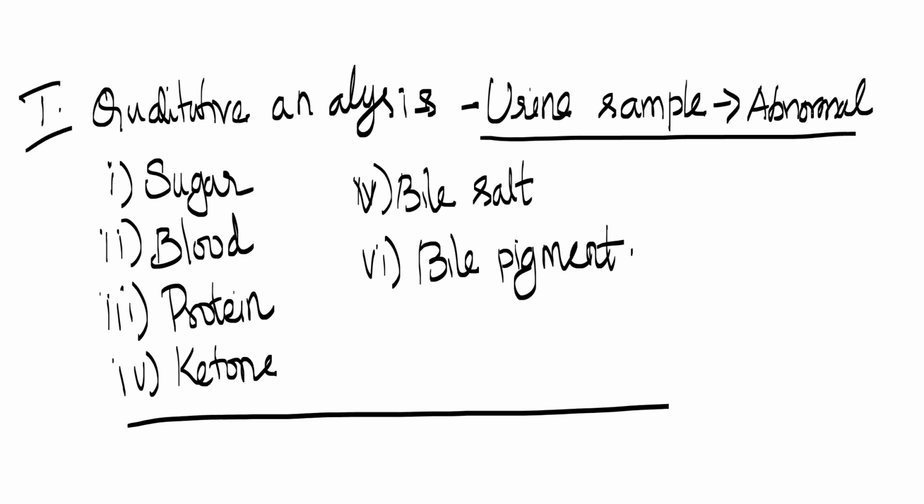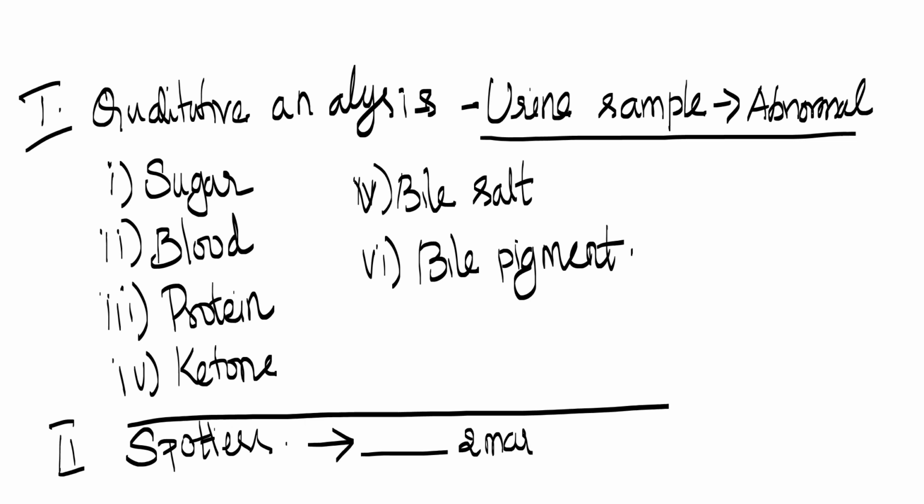So these are the usual ones excreted in abnormal urine, expected as the first question. And the second question is spotters. Different spotters will be kept. You have to identify them and write the relevant components along with them, which carries 2 marks. So this is how you can face the BPT practicals.